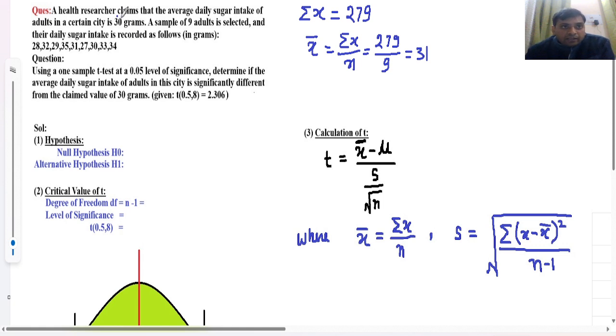But we are saying the average sugar intake is 30 grams. So can we consider this 31 gram average intake equal to 30 grams? So we will write two things. First, null hypothesis, and second, alternative hypothesis. Null hypothesis means there is no difference between this 30 grams and this 31. This means the claim is verified. If this 30 grams equals this 31 grams, then the claim is verified. If not equal, then the claim is not verified.